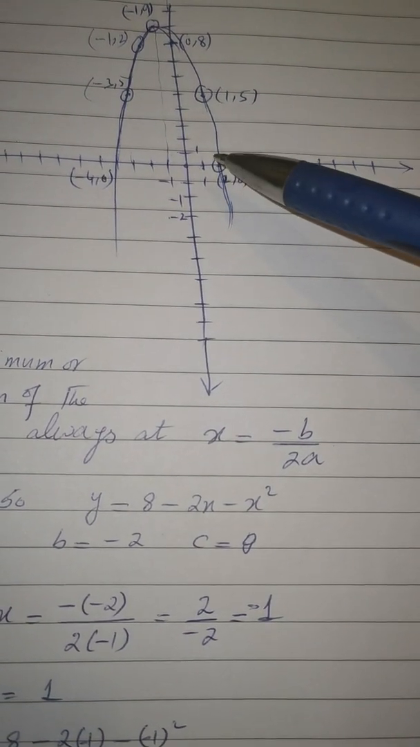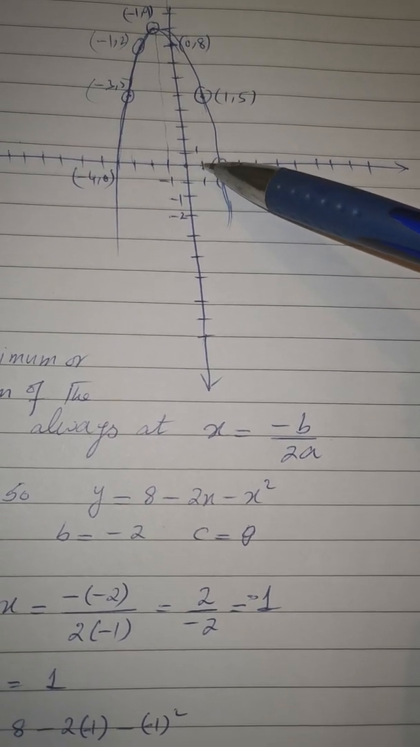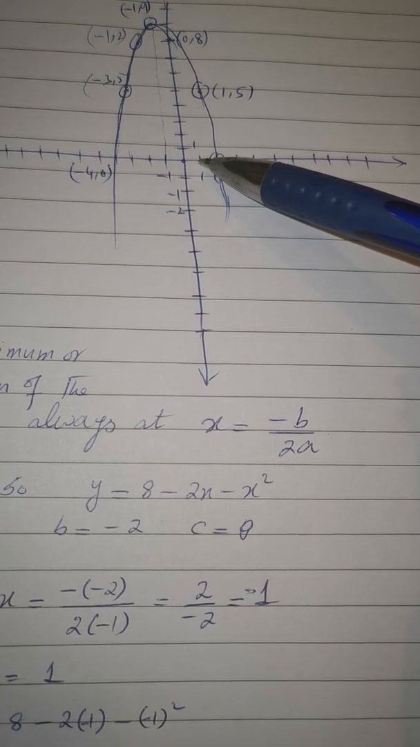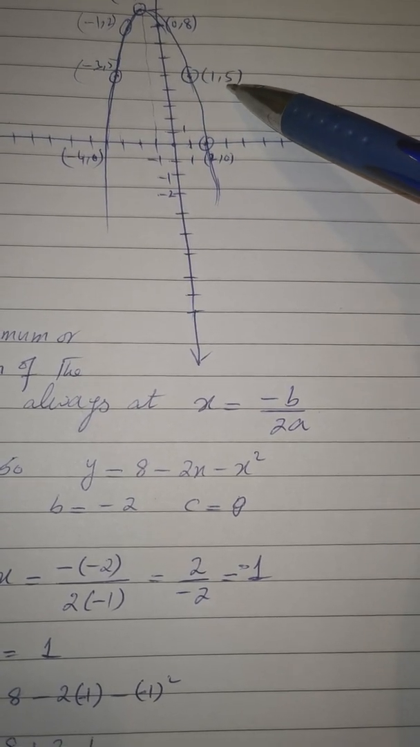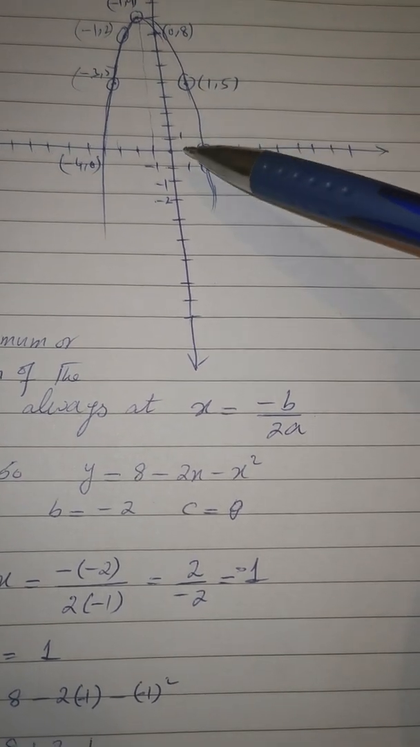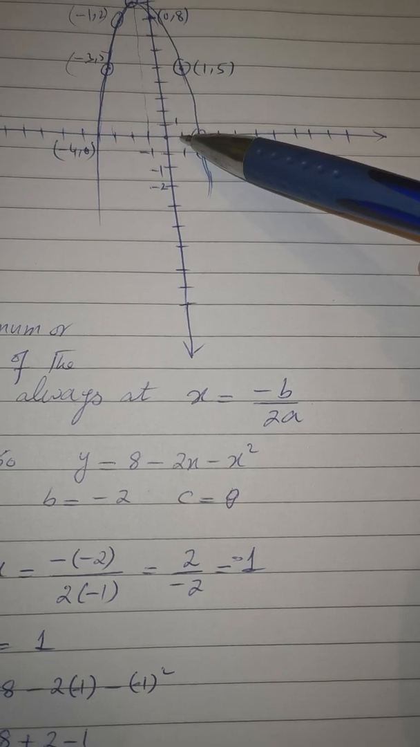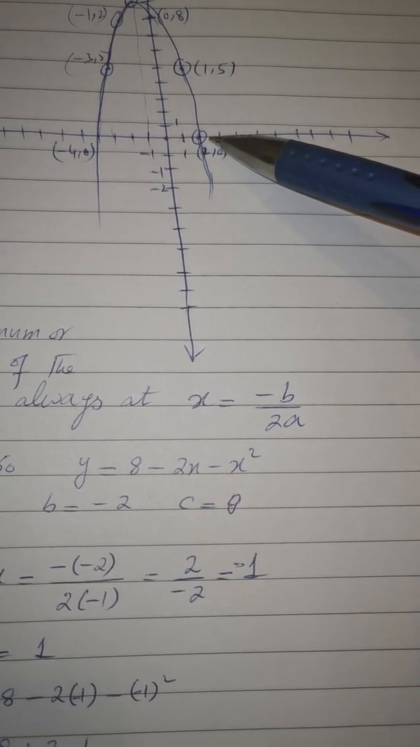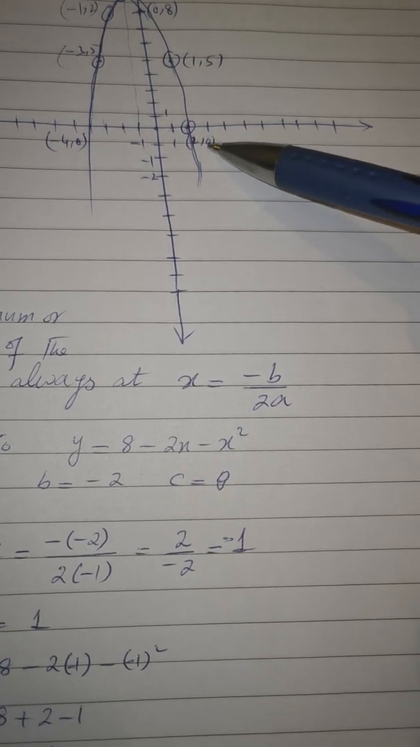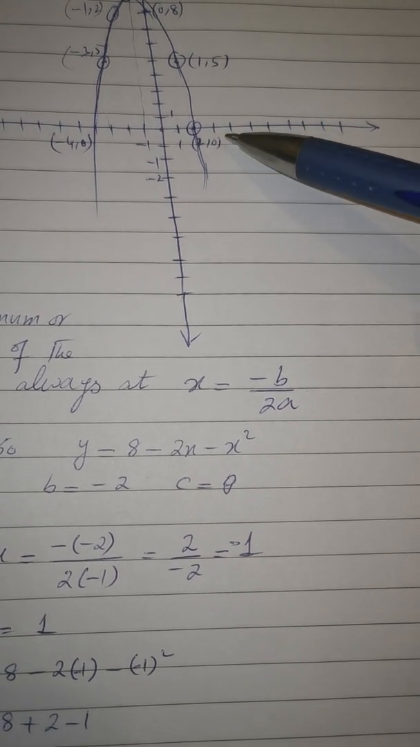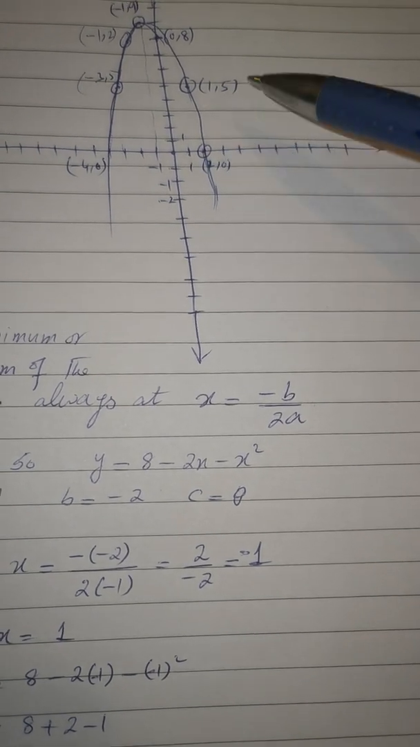The next point is (1, 5). It means along the x-axis I will go 1 step, and then along the y-axis I will go 5 steps above the line because 5 is positive. Then the next point is (2, 0), so I will go along the positive x-axis 2 steps, and the y value is 0, so you will have this point.